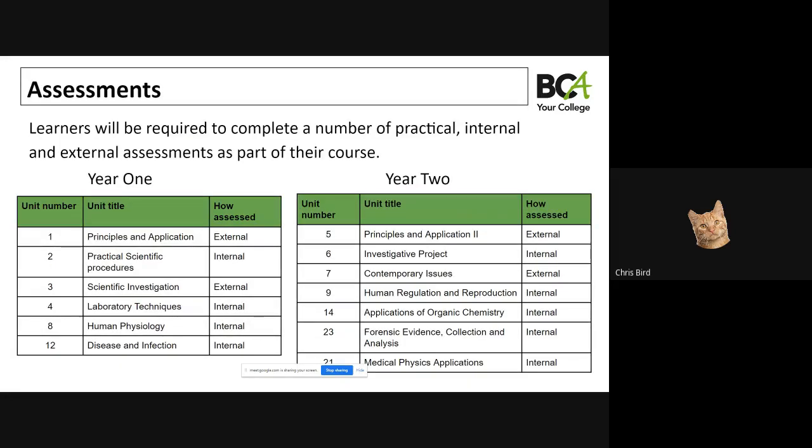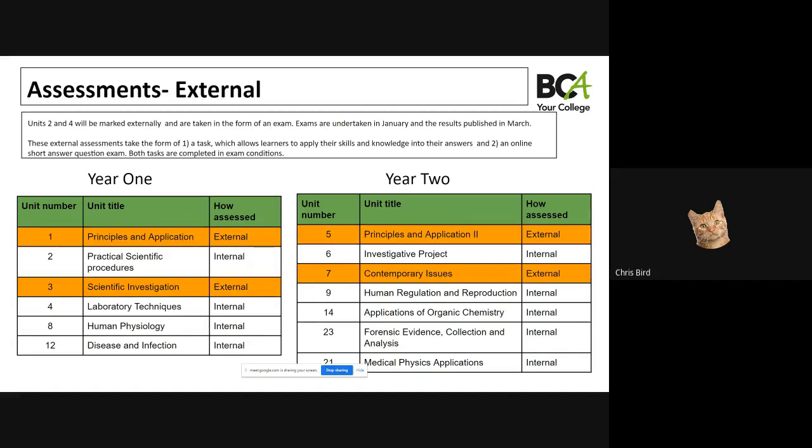Okay, so assessment is going to be quite mixed. So with the BTEC qualification, you do a mixture of exams as well as internal reports and assessments, and you do that throughout the year. So I'll just explain to you the internal and the external.